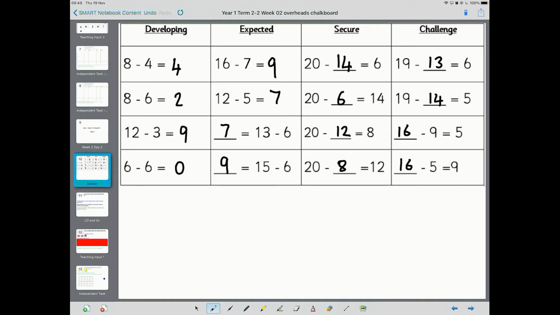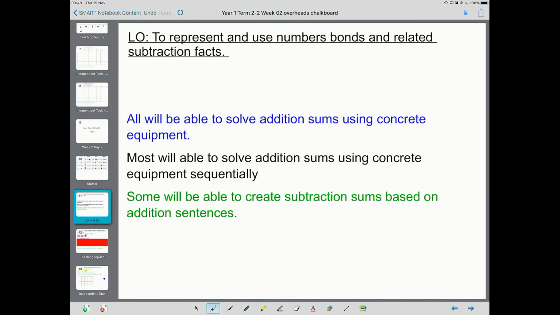So that's your starter. Okay, so let's have a look at what we're doing today. So you're going to be able to represent and use number bonds and related subtraction facts, which means basically you're going to be able to make some addition sums and you're going to be able to deduce some subtraction sums based on them. So let's have a look at our starting point.